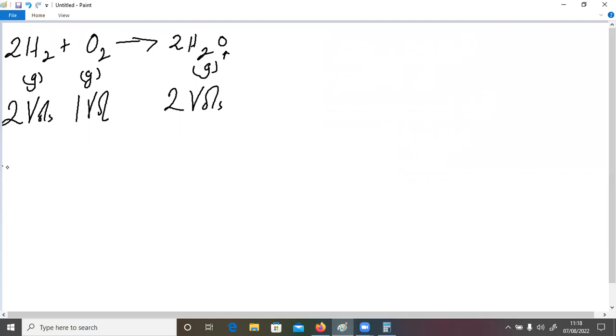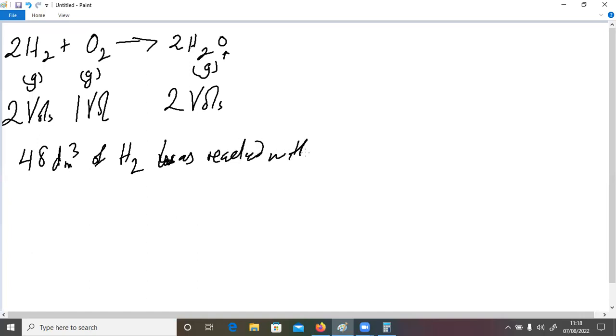Suppose we are given something like 48 dm cubed of hydrogen gas was reacted with, for example, 6 dm cubed of oxygen gas.